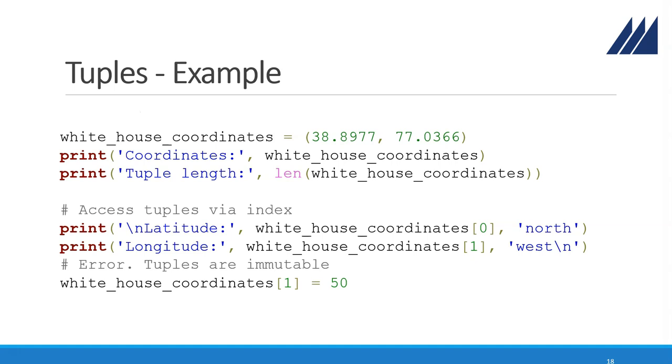Take a look at this example. This example is just creating the White House coordinates, and here are two values. Where is it located? And if you want to find out the length of it, use the length function, which we saw before. And if you want to print one of these coordinates, you can use the indexes by using the square brackets after the name of the tuple. And here we found the next one. All right.